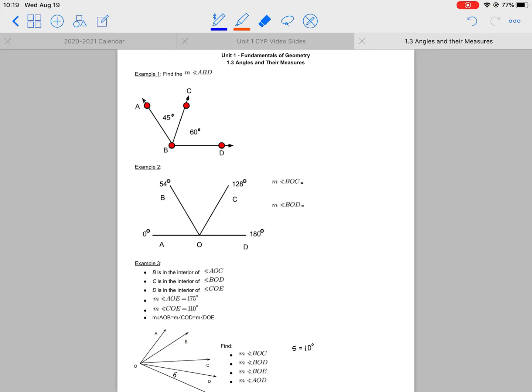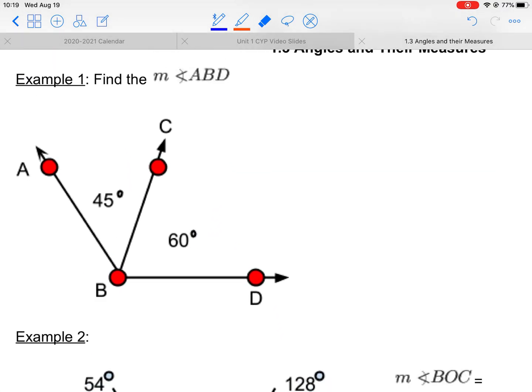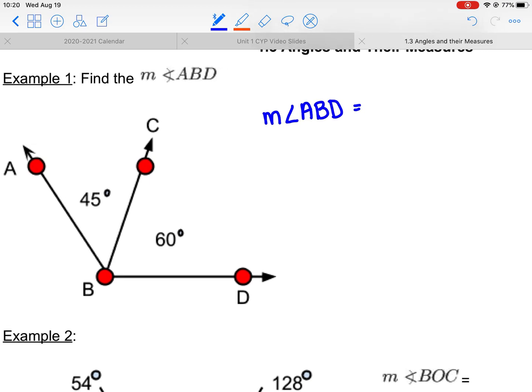So first, we are going to use the angle addition postulate. Here it says find the measure of angle ABD, which is the entire angle. So we're going to get in the practice of writing out our theorem or our postulate and then using it. So based on that postulate, the measure of the entire angle ABD is going to be equal to the sum of its two parts.